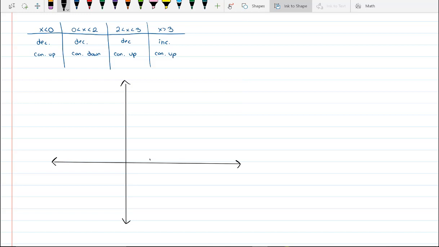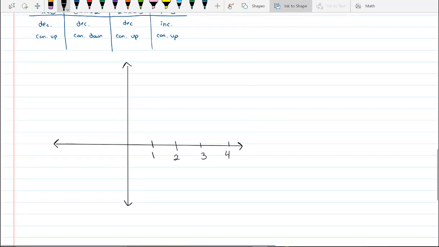So I know I'm going to need the x values 1, 0, which is right here. I know I'm going to need 2, and I know I'm going to need 3. So I like to add some extras just to help me out. Okay, and here we go.